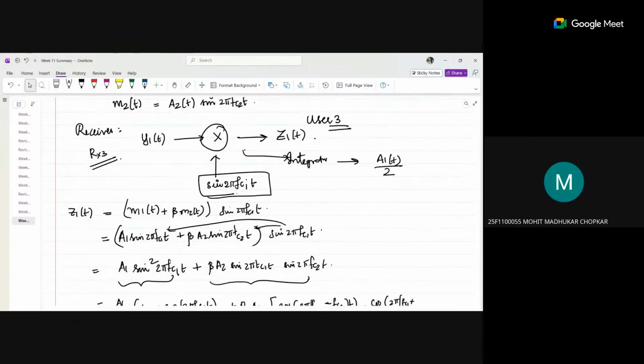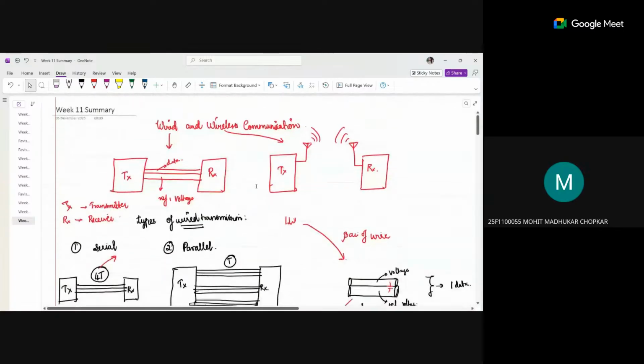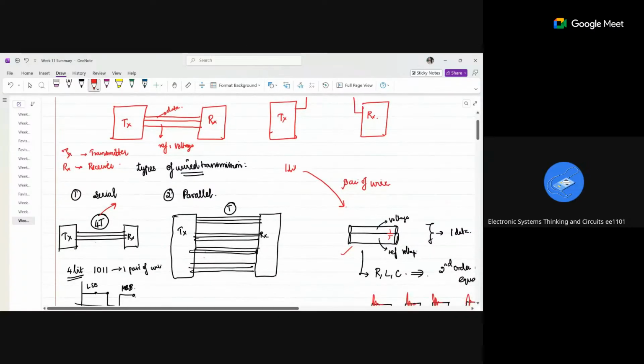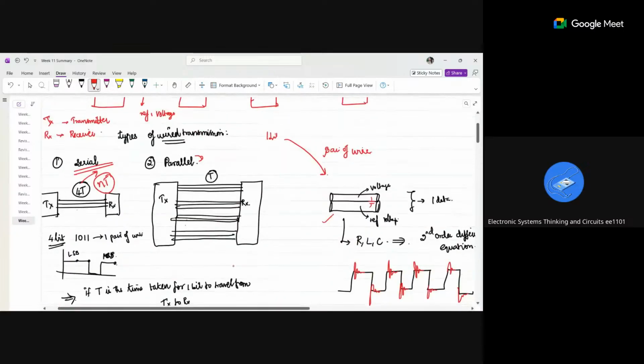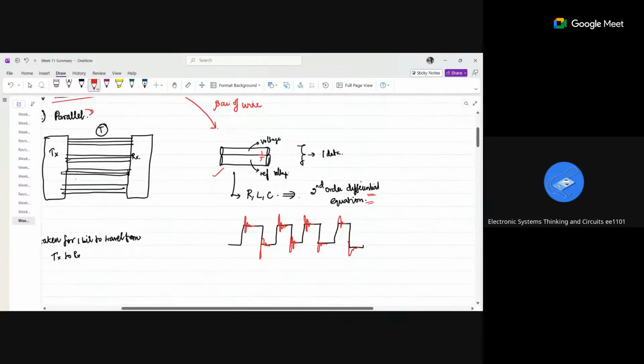Ma'am, can you just recall the important formulas in this week, so it will be helpful for us to solve the problems? There is no formula actually, you just have to understand the concept. In serial transmission, the time will be nt, whereas in parallel transmission, it will be only time t, if t is the time taken for one bit to travel from transmitter to receiver. So this is for wired transmission. Also, you have to know there is some ringing effect happening in wire transmission.